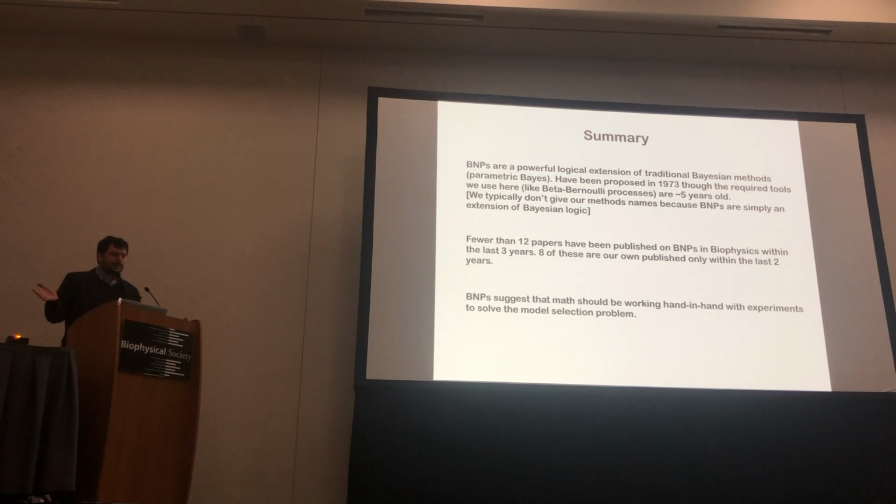So, as a summary slide, I would say that Bayesian nonparametrics are powerful logical extensions of traditional Bayesian methods. They were proposed in 1973, though the required tools that we use here, like beta Bernoulli processes, are only roughly 5 years old. I would also say that we don't give our methods a name, in part because I don't feel like logic should have a name when something is an extension of existing logic. We didn't come up with Bayesian nonparametrics, we're adapting them to single molecule. I don't know if it deserves a name or not.